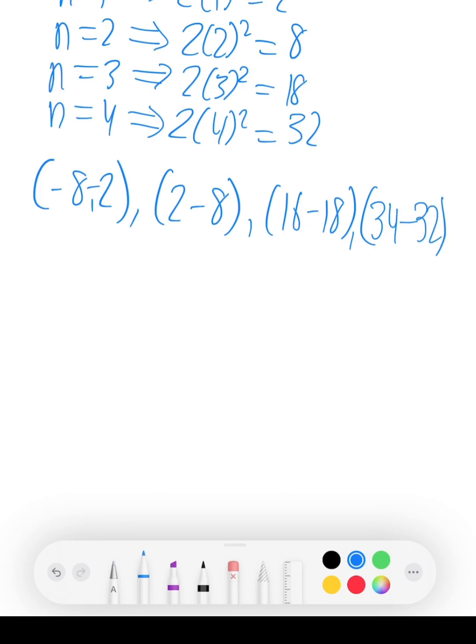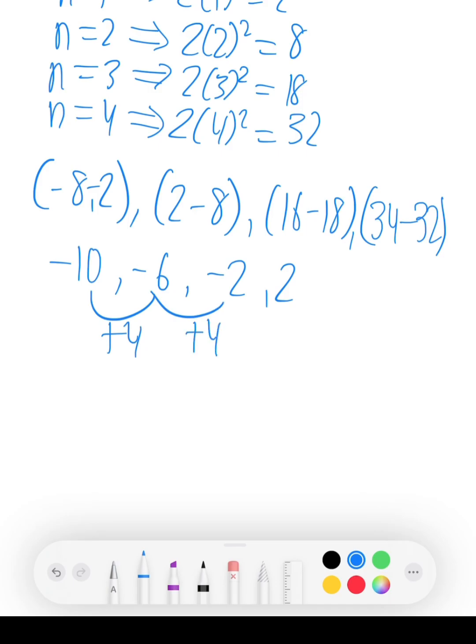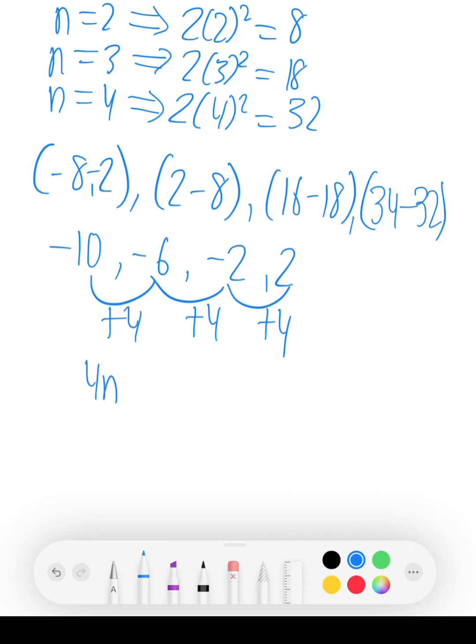So, negative 8 minus 2 is negative 10. 2 minus 8 is negative 6. 16 minus 18 will give me negative 2. 34 minus 32 will give me positive 2. Now let's just look at finding the differences in a linear sense. So we've got a difference of plus 4, a difference of plus 4 here as well, and a difference of plus 4 over here. That means we have 4n.